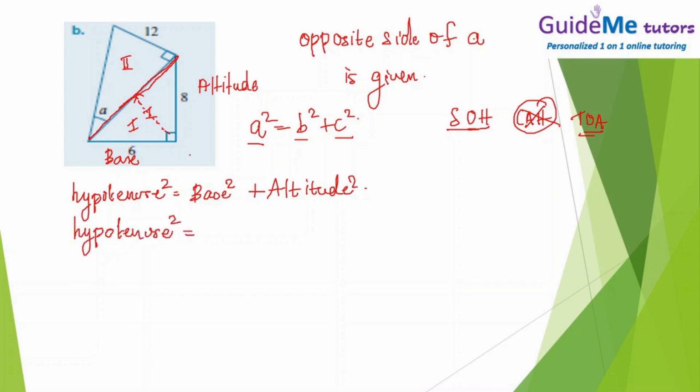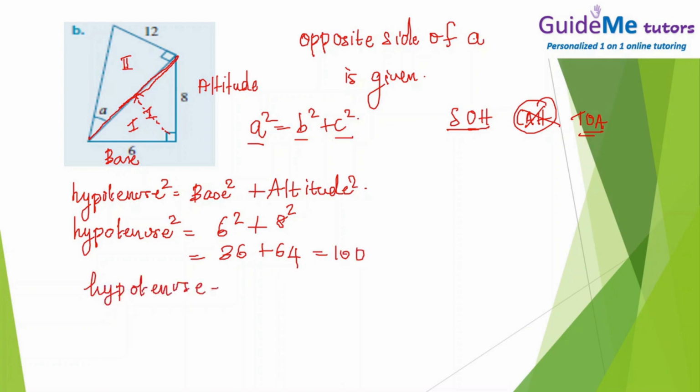So hypotenuse square is equal to, what is the base here? 6 square plus what is the altitude? 8 square, which is equal to 36 plus 64, which gives 100. So hypotenuse is equal to square root of 100, which gives us the value 10. So we got this common side as 10.